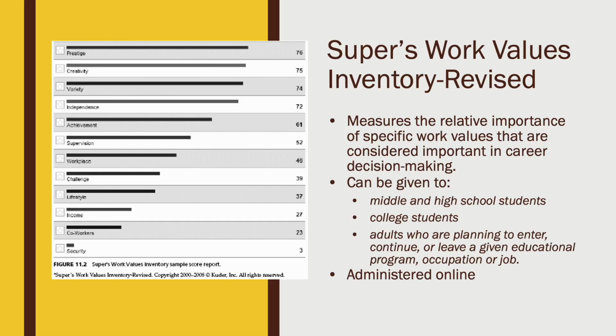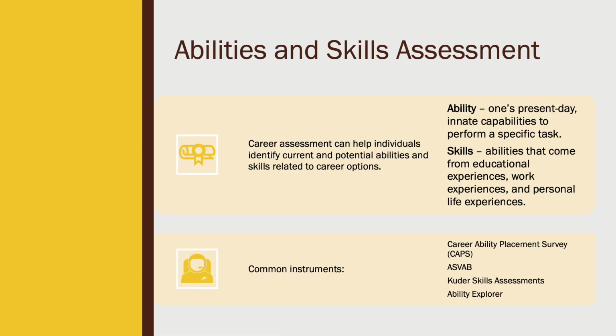And Super's Work Values Inventory Revised measures the relative importance of specific work values that are considered important in career decision making. It can be given to middle and high school students, college students, adults who are planning to enter, continue, or leave a given educational program, occupation, or job, and it can be administered online, so you don't have to worry about that paper and pencil scoring. And every occupation requires a different mix of knowledge, skills, and abilities. Therefore, an important function of career assessment is helping an individual identify current and potential abilities and skills and the career options that capitalize on them.